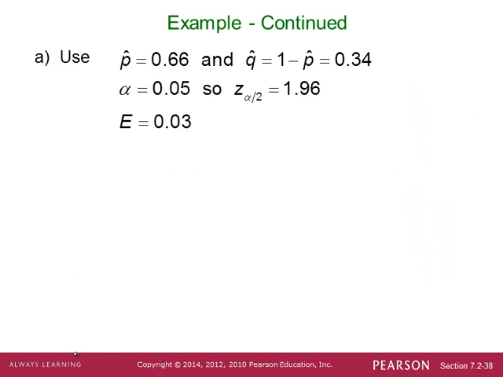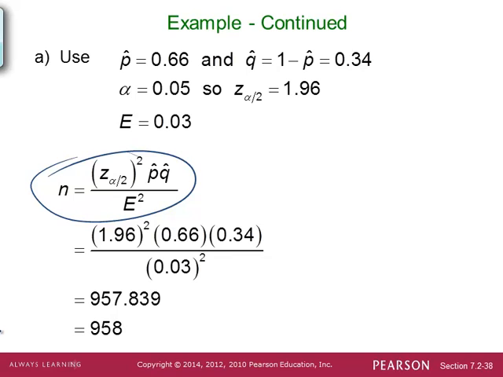Now, if we are going to go with the Census Bureau's statistics, then we could use p hat equal to 0.66, and then that means q hat is 1 minus that, which is 0.34. Z sub alpha over 2 is 1.96. Margin of error is 0.03. And put all that stuff together in a little formula right here. Here we got 1.96 squared times 0.66 times 0.34 divided by 0.03 squared. And you get 957.839. Round that up. Always round these up to 958.